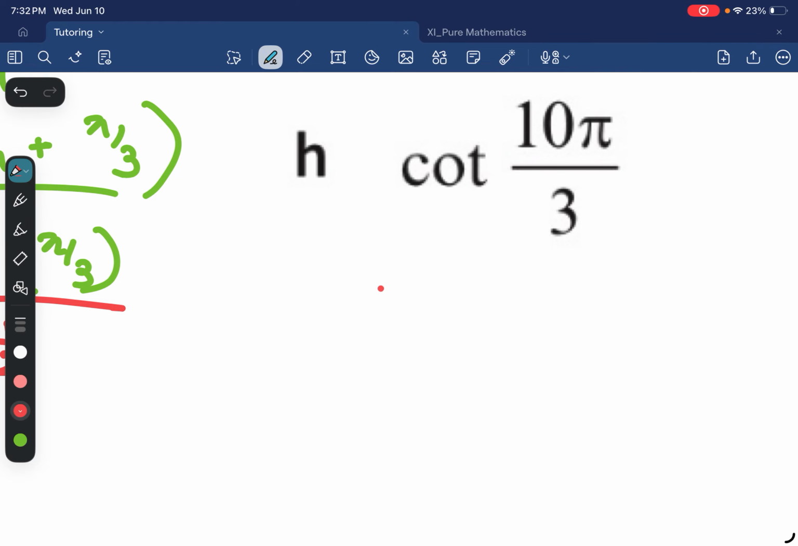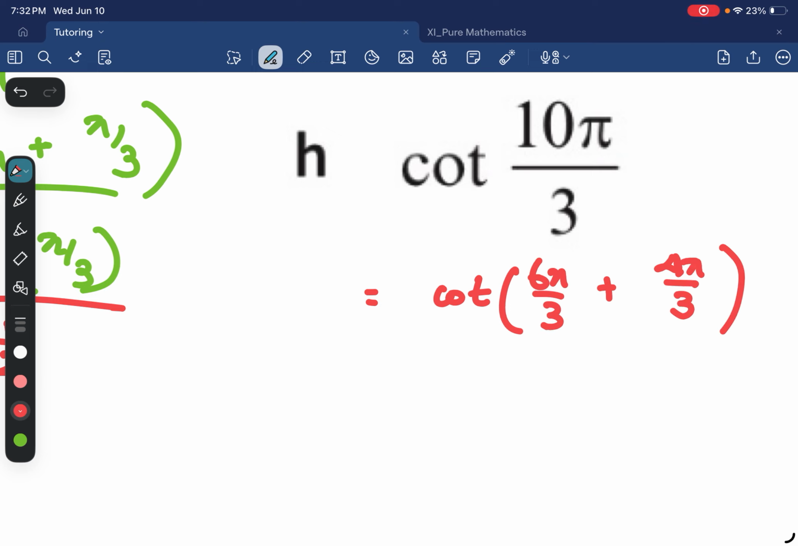So cot 10 pi by 3. Let's think about this. Let's try in terms of 2 pi. So it's 2 pi plus 4 pi by 3, because 2 pi is 6 pi by 3, plus 4 pi by 3 is 10 pi by 3. But this is not an acute angle. This is an obtuse angle. So maybe in terms of 3 pi is helpful, because 3 pi is 9 pi by 3, right? So 9 pi by 3 plus pi by 3.